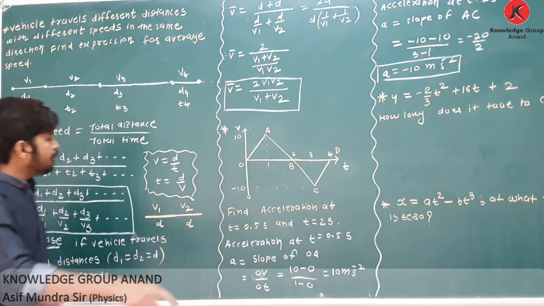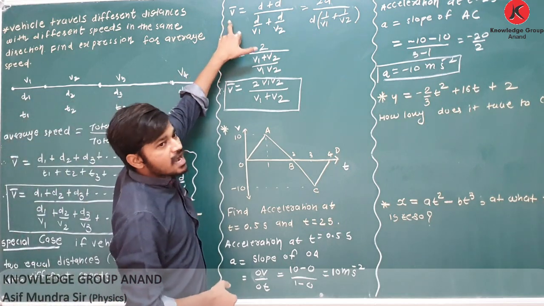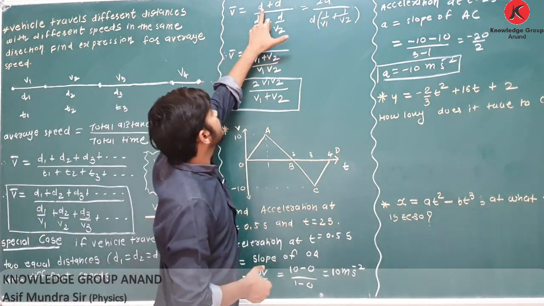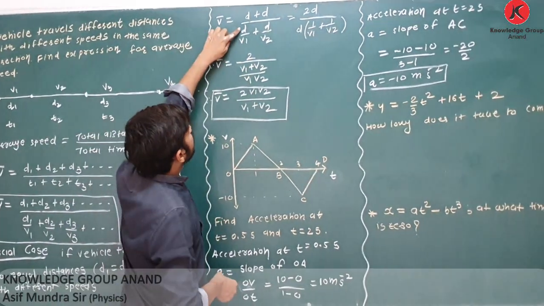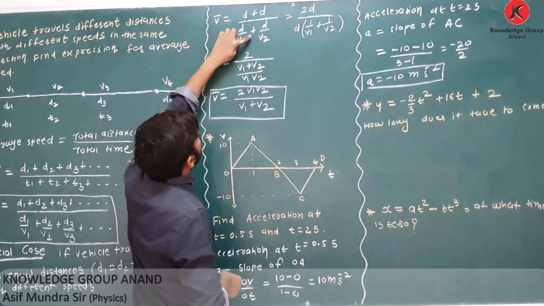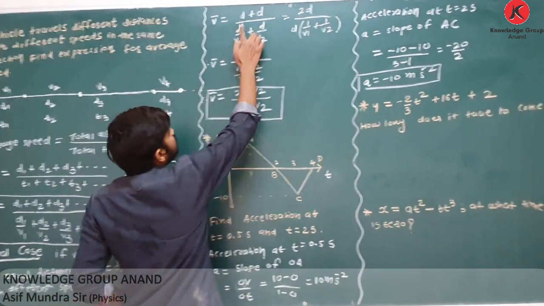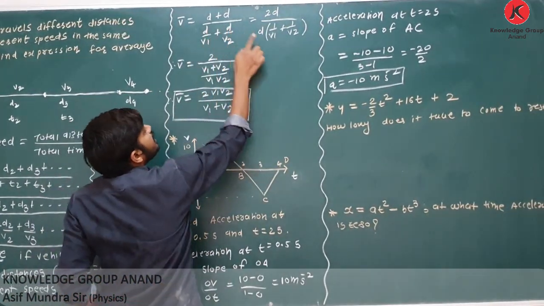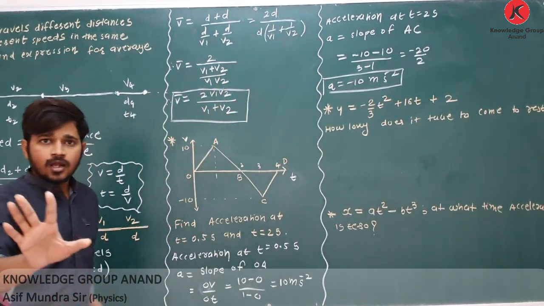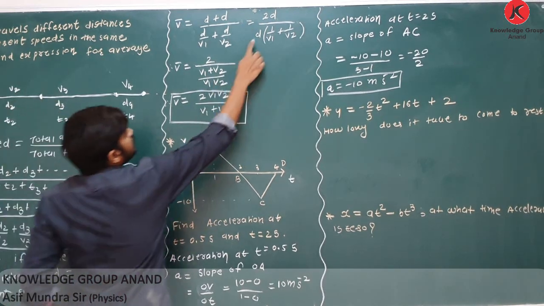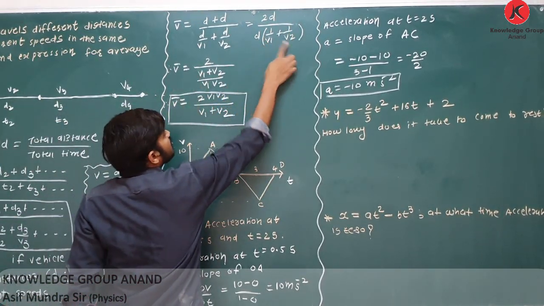Yes, see, if you put its value, what will you get? V bar is equal to d plus d, because you are given only two distances, upon d divided by v1 plus d divided by v2. Okay, how to simplify? D plus d is 2d. D and d common, in the bracket we have 1 upon v1 plus 1 upon v2. Clear? Okay, now see this d and this d cancel, so here only 2 upon 1 upon v1 plus 1 upon v2.